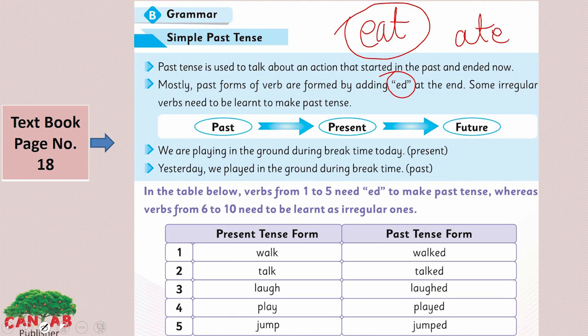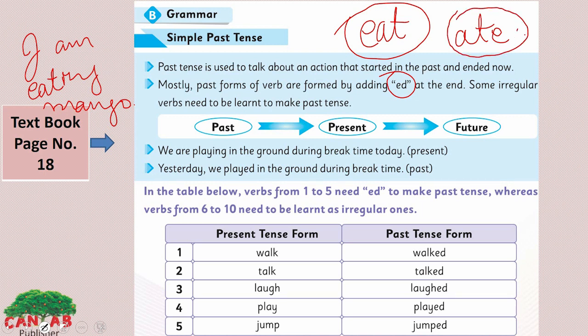Yes, like I am eating mango. The action is happening right now. Or, I eat mango here. How will we use this second form of verb? I ate mango in the morning. It means that the action, eating mango, is done in the morning. I ate mango in the morning.